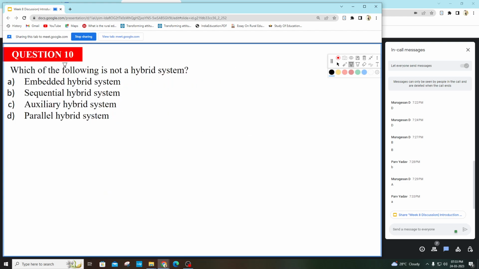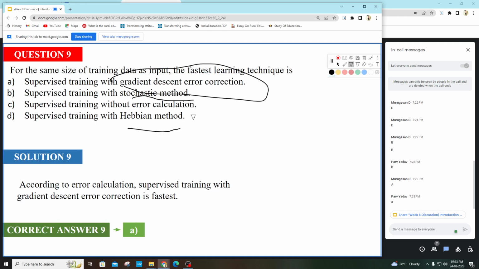Question number 10: which of the following is not a hybrid? Option D, sir, parallel hybrid system. Sir, in the previous question, the Hebbian rule is under unsupervised learning. Yes, unsupervised. It is given as an option there, so it is wrong. That is actually a wrong option, so not a problem.